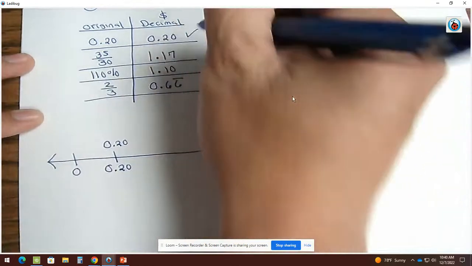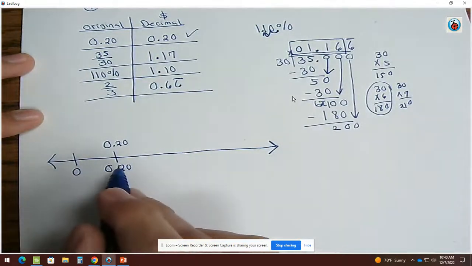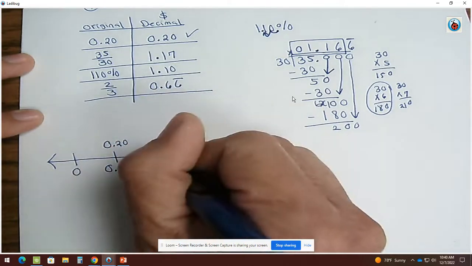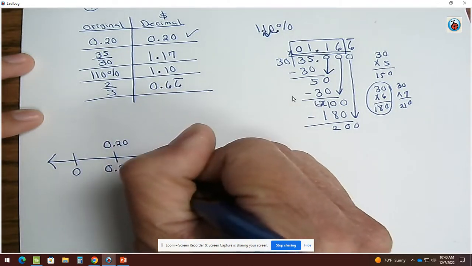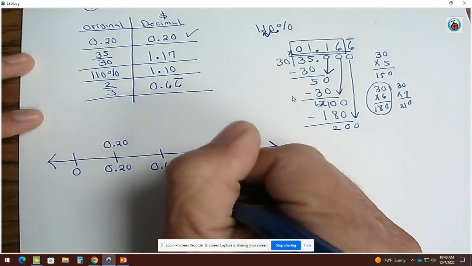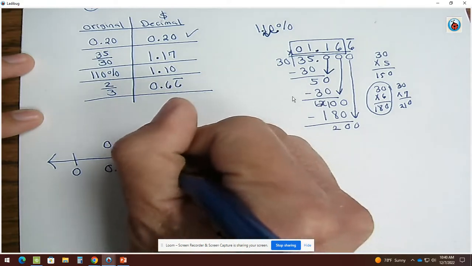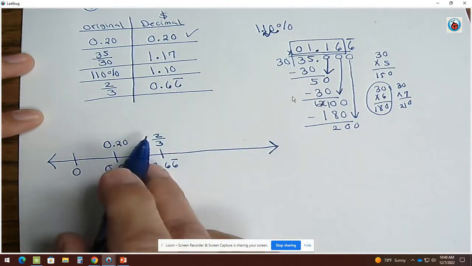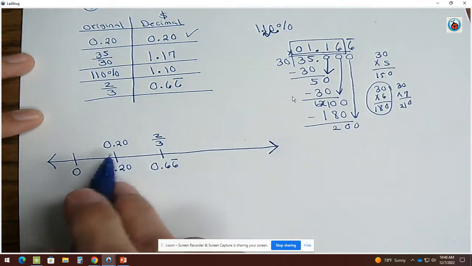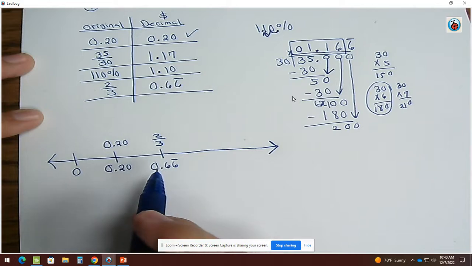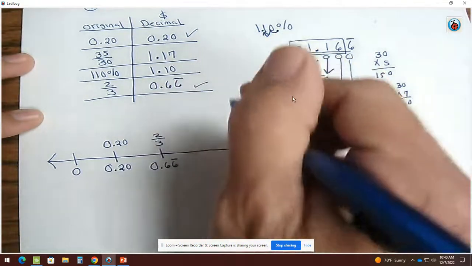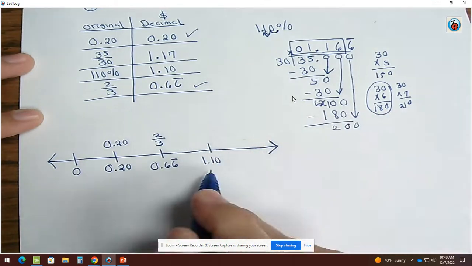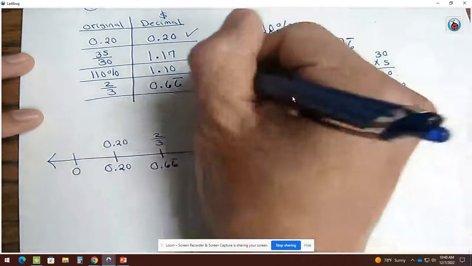Now, after 20 cents, the next one that would pop out would be 66 cents. So I'm going to put a little mark and call it 66 cents. Now, this one was really 2/3, so I'm going to put 2/3 on top. It's important that you put the original, so when we put them in order, we're going to put the original ones. After 66 cents, I'm going to put a check there. I'm going to put $1.10. Okay, that's the next number.